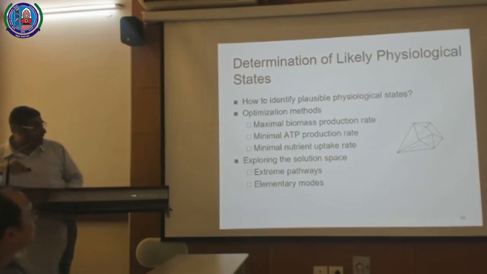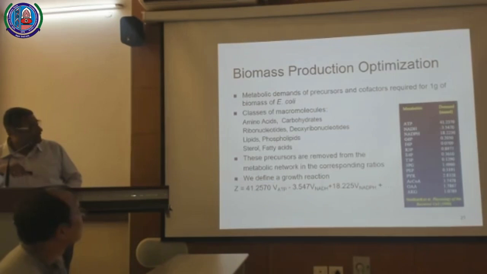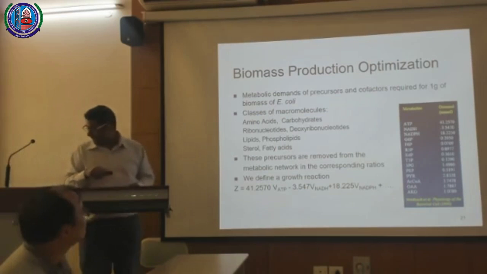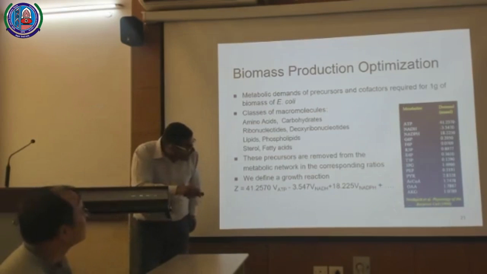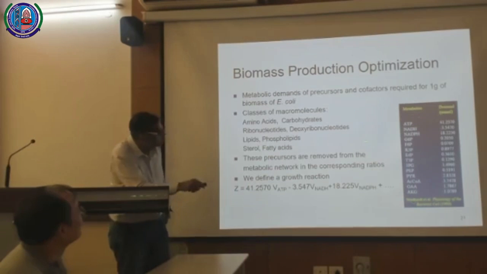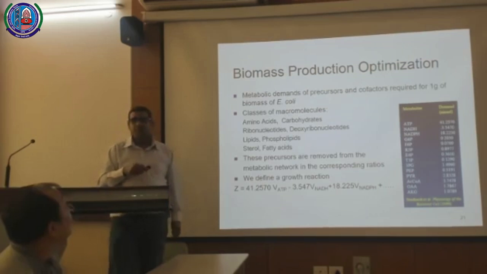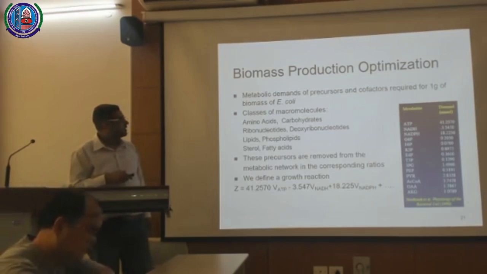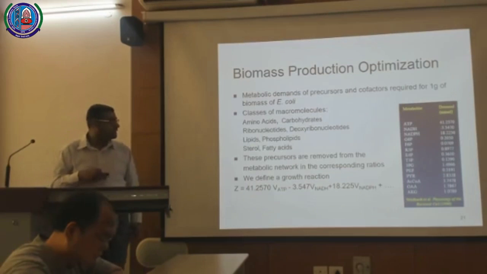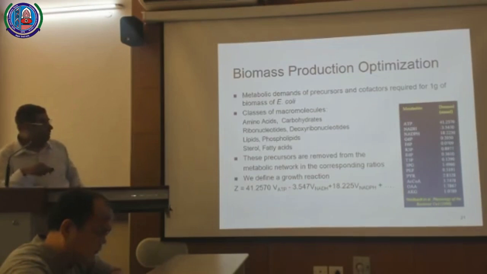Then exploring the solution space, extreme pathways and elementary modes. I'm not going into detail on that. This is one example where you can see the metabolites and the demand. This was also published, and you can see this paper. You can find a metabolite and how much demand there is. If you see various macromolecules, you can work on amino acids, carbohydrates, ribonucleotides, deoxyribonucleotides, sterols, fatty acids, lipids. Okay, so you can work on these.